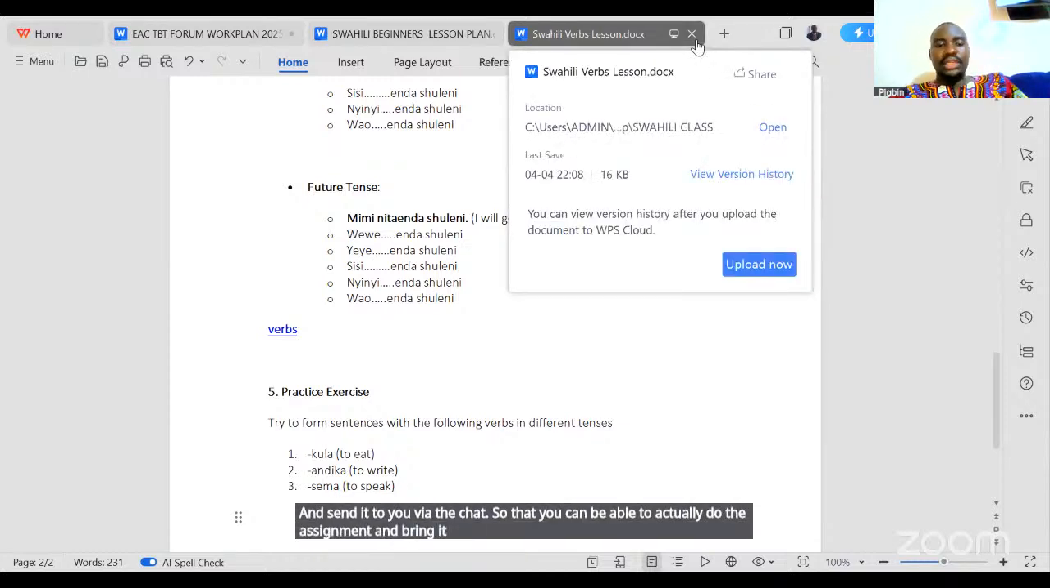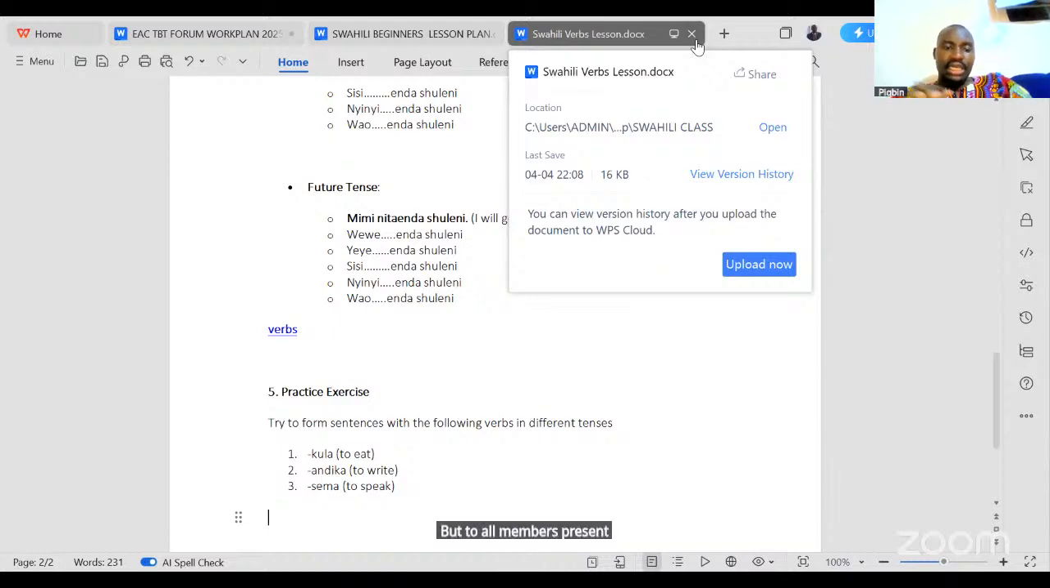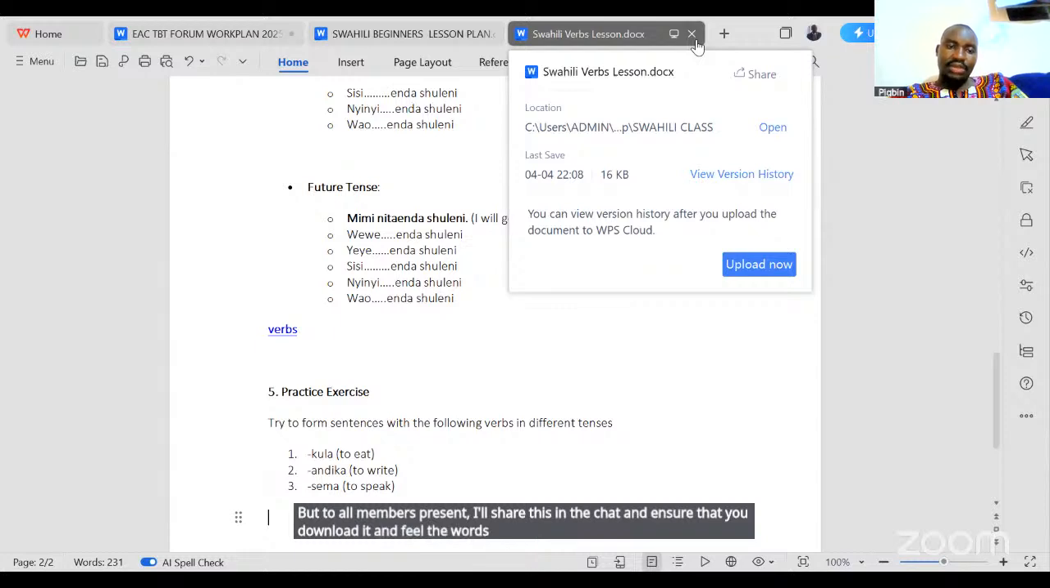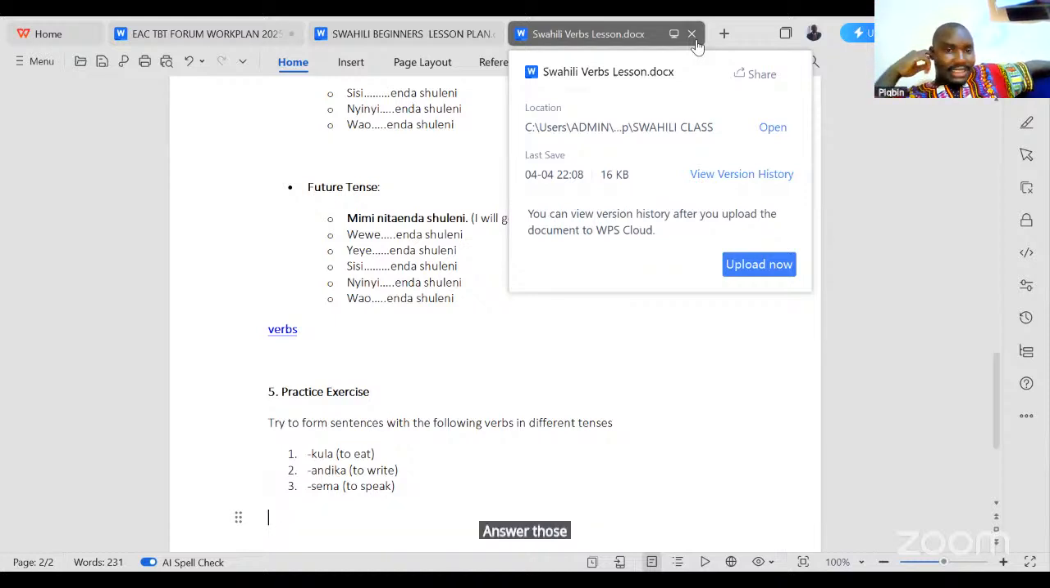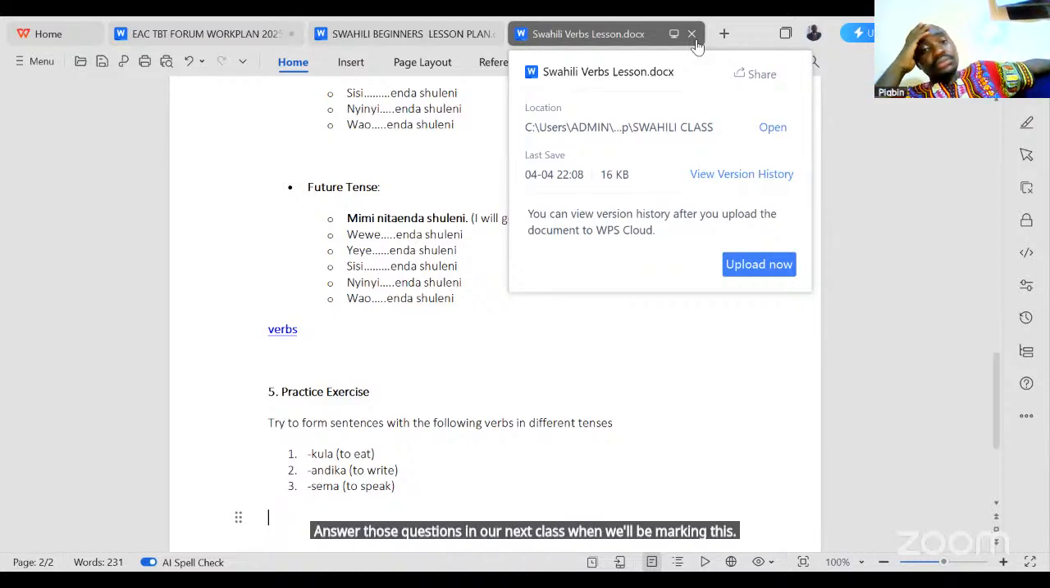That brings me to the end of this lesson. But to all members present, I'll share this in the chat and ensure that you download it and fill the words that are remaining in between. You'll find the example up there because I'm sharing the whole notes. So you can get guidance up there and use it to fill these spaces remaining. If you have questions, let's answer them in our next class when we'll be marking this. Any question?